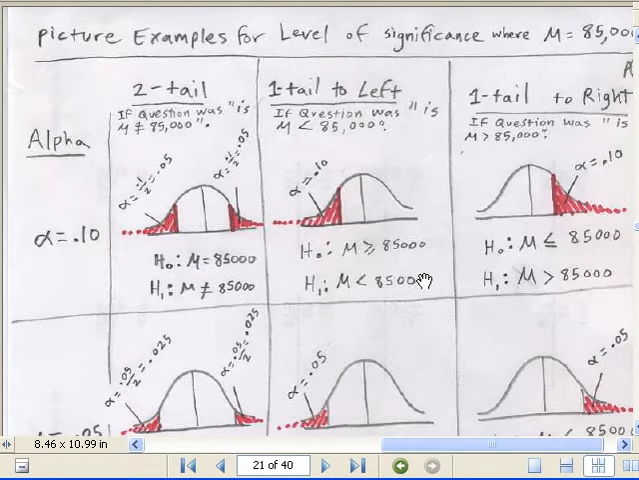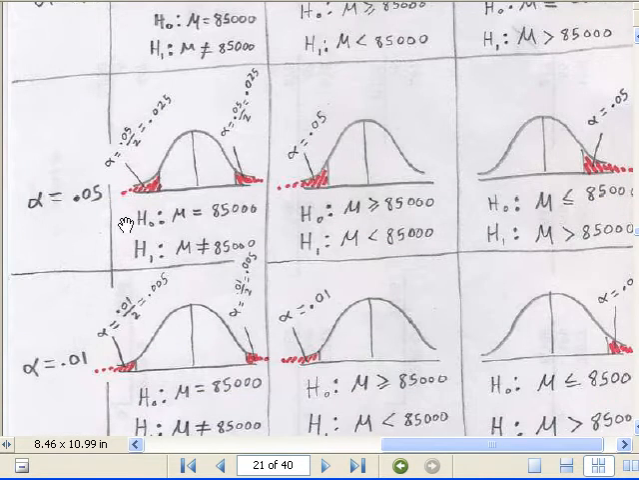All right, here are some pictures for step 2, just to help you out. For 0.1, we divide, put 0.05 there and there. This is on the low end, or the left. This is on the upper end. What if we had 0.05? Then this would be alpha divided by 2, 0.025, and then here, alpha divided by 2 again. Otherwise, we just put the whole alpha in the tail.